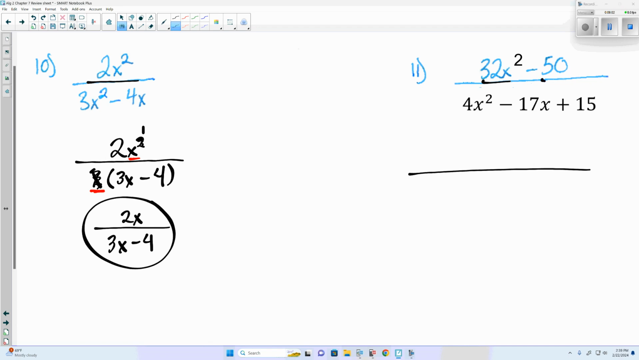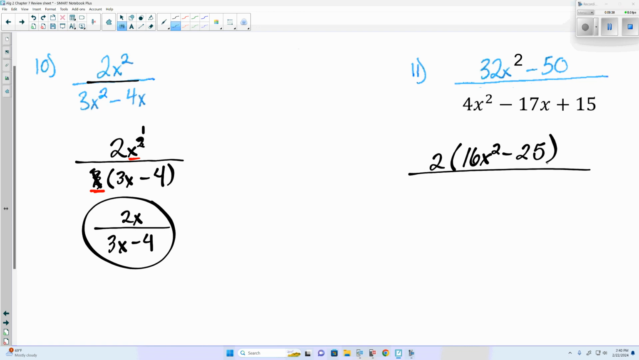What? 32x squared has an x. Does 50 have an x? No, but there is a greatest common factor between these two numbers. What goes into both 32 and 50? Not 4. So 2 goes into 50 and 32. Oh, it does. Sorry about that. And when we factor it out, 32 divided by 2 gives us 16. 50 divided by 2 gives us 25.